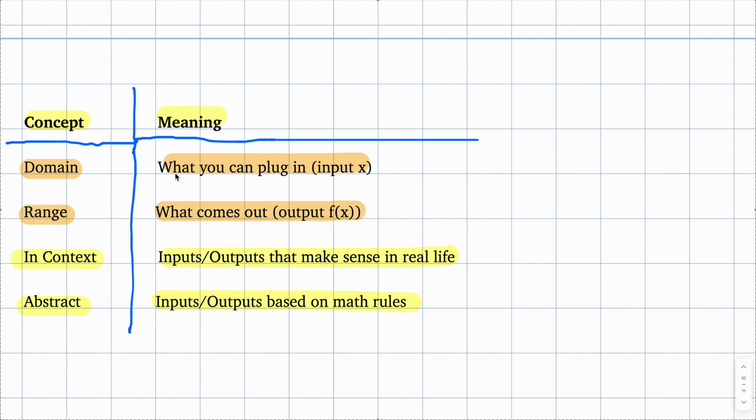So domain is what you can plug in, the input x. Range is what comes out, the output f of x. In context are the inputs and outputs that make sense in real life. And abstract are inputs and outputs based on math rules. So overall, functions are everywhere, from video games to pizza delivery to bus rides. Once you see these patterns, it all makes sense.